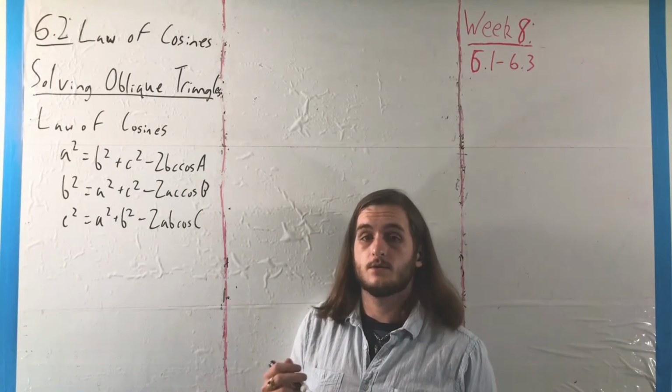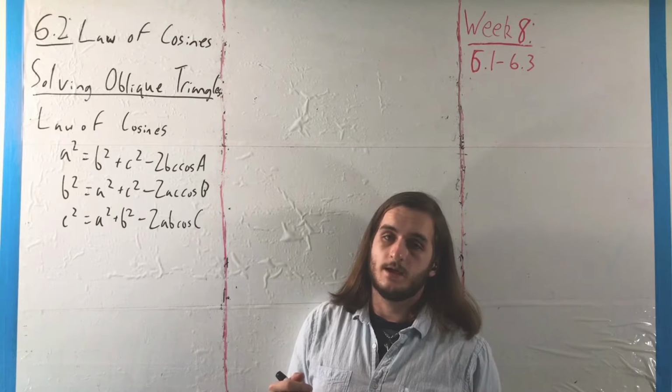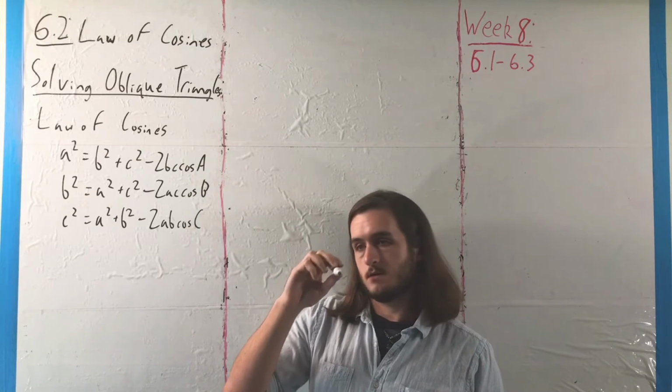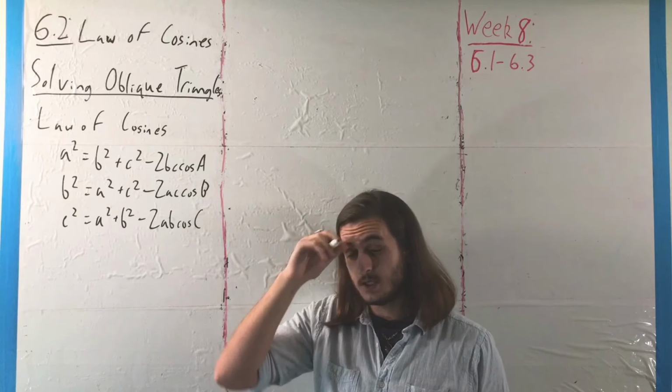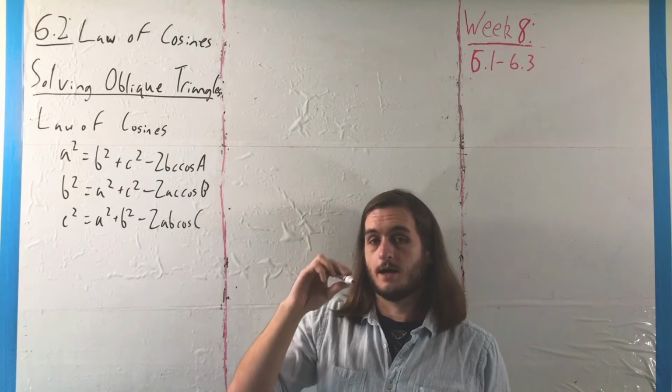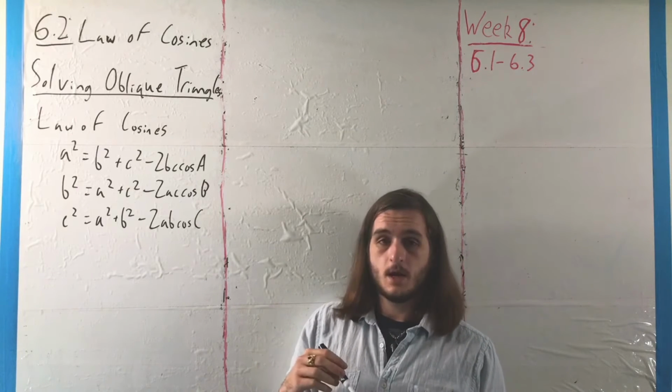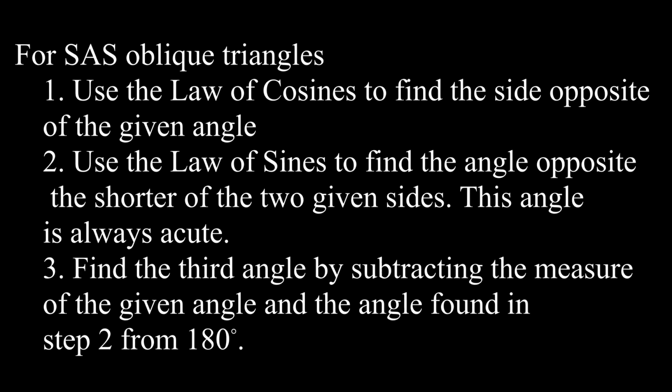So if we want to use the law of cosines to solve a triangle where we know one side, an angle adjacent to it, and another side adjacent to that same angle, that is, we've got side, angle in the middle, side, SAS, we have three steps, essentially. We want to use the law of cosines to find the side opposite of the angle, that is the last remaining side. Then, once we have all three sides and the angle, we use the law of sines to find the angle opposite of the shorter two given sides, where this is always an acute angle. And then from there, find the third angle by subtracting the measure of the given angle and the angle found in step 2 from the total, 180 degrees.